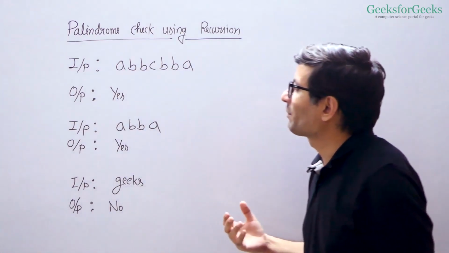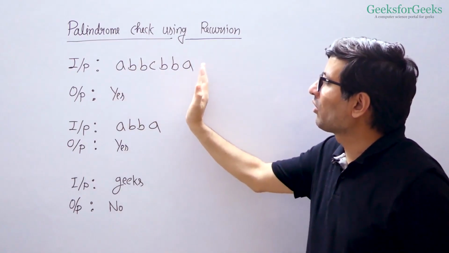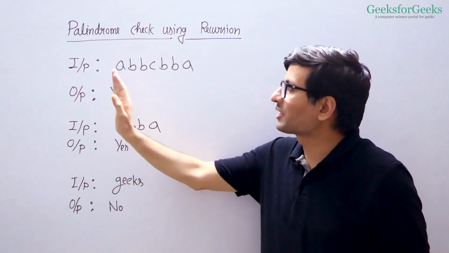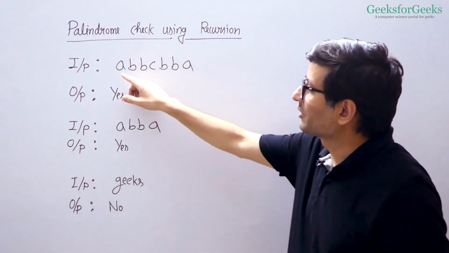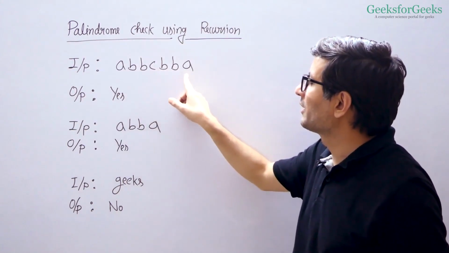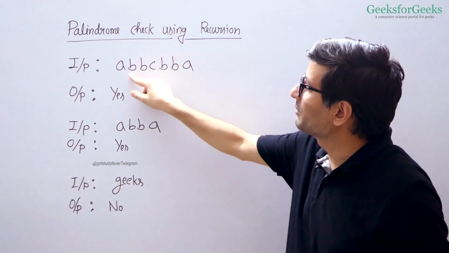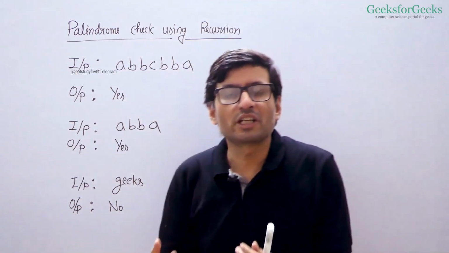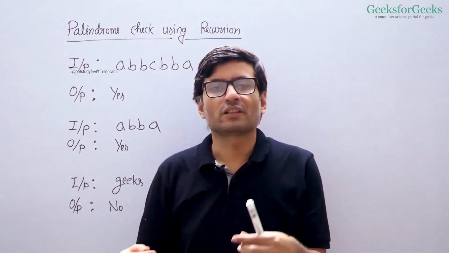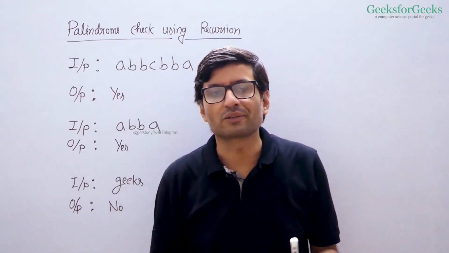A string is called palindrome if it is the same when you read it from left to right or from right to left. For example, this string is a palindrome. If you read it from left to right, it is A, B, B, C, B, B, A. And if you read it from right to left, this is A, B, B, C, B, B, A. Same. Basically, if you reverse a string and the reverse is the same as the original string, then it is called palindrome.